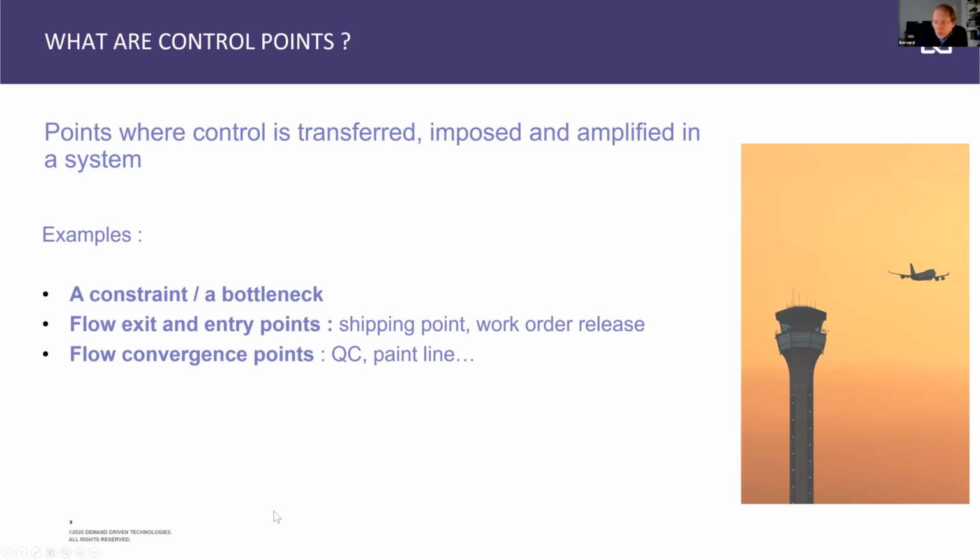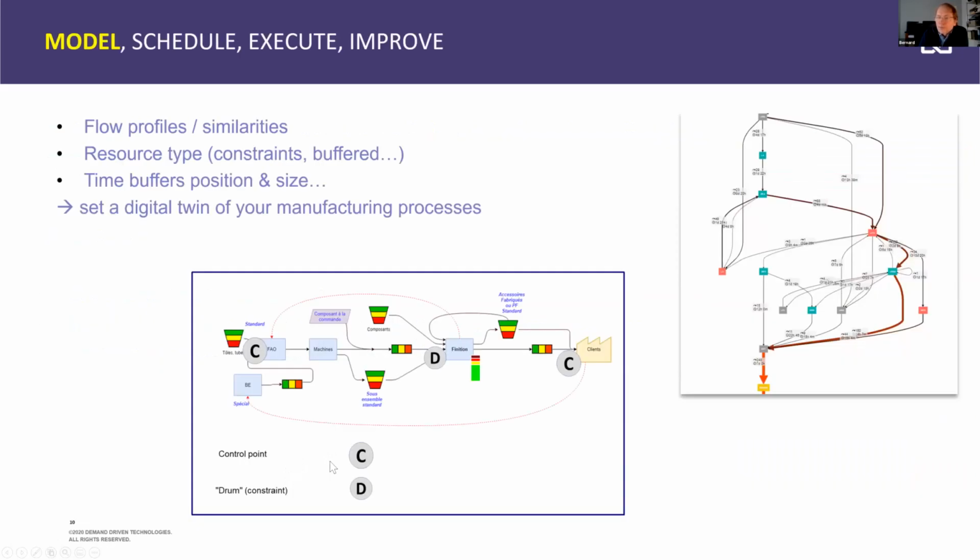So for instance, if all of the work orders or many work orders are going through a quality inspection step, this quality inspection step can be as well a very good control point to monitor priorities on the shop floor. So the first thing we would do when implementing demand-driven scheduling and execution is to create a model of how the manufacturing steps take place.